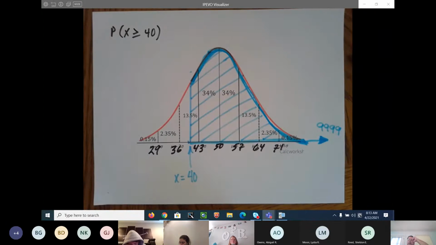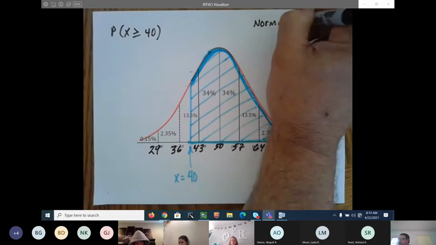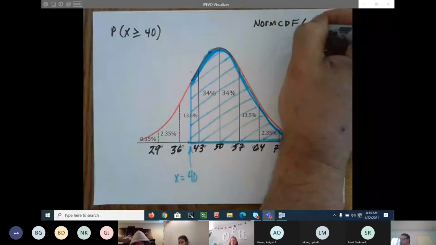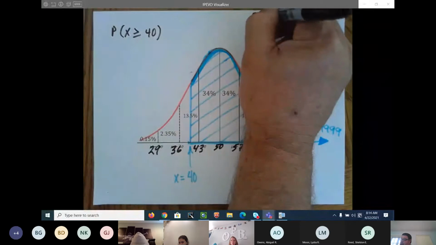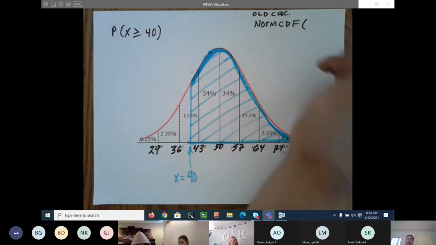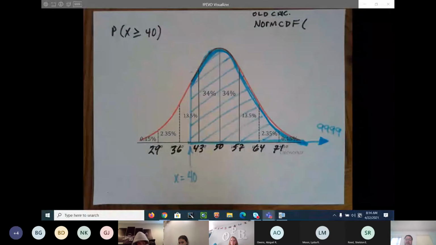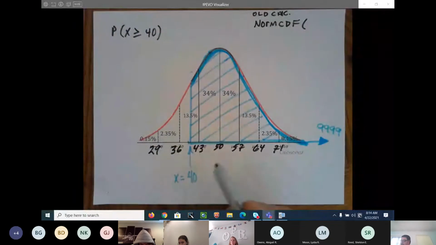So if you've got an old calculator, you're going to have to change 40 into a z-score. How do you know if you've got an old calculator? Well, when you do normalcdf and your calculator just puts a parenthesis right there, then that means you got an old calculator. If you've got a new calculator, then it's going to ask for the mean and the standard deviation. So if you've got an old calculator, you got to change this X into a Z.